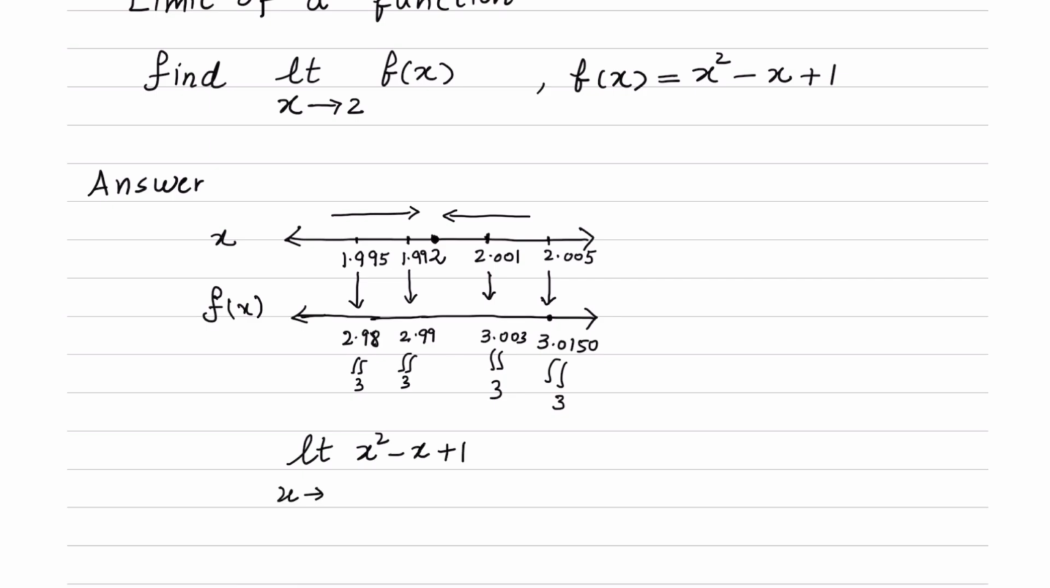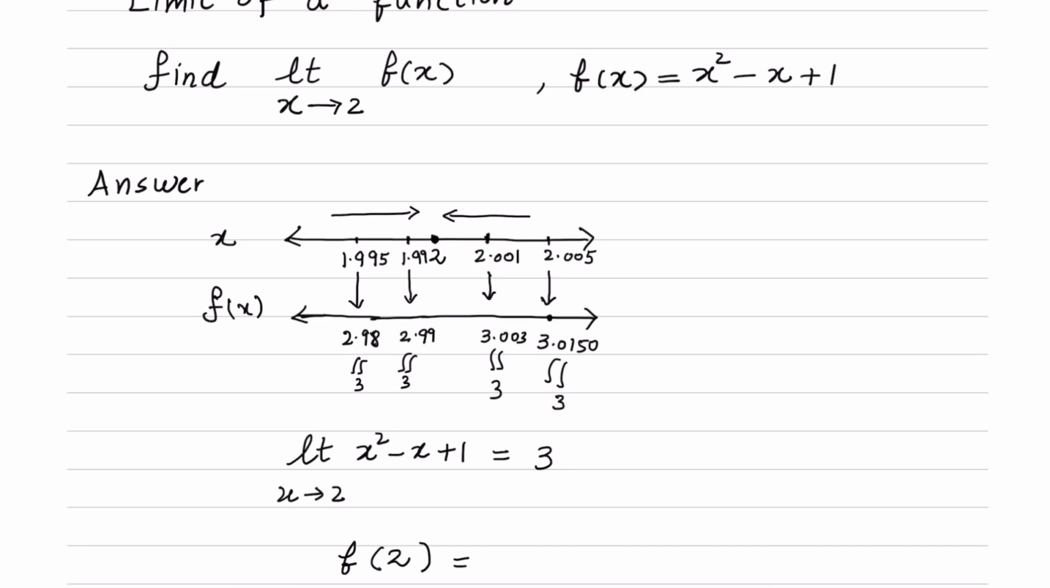When x is approaching 2, we have seen that the function is approaching 3. Now, if I write f at 2, it means the value of the function exactly at 2. It's not the limit of the function when x is approaching 2. It's the value of the function exactly at 2.